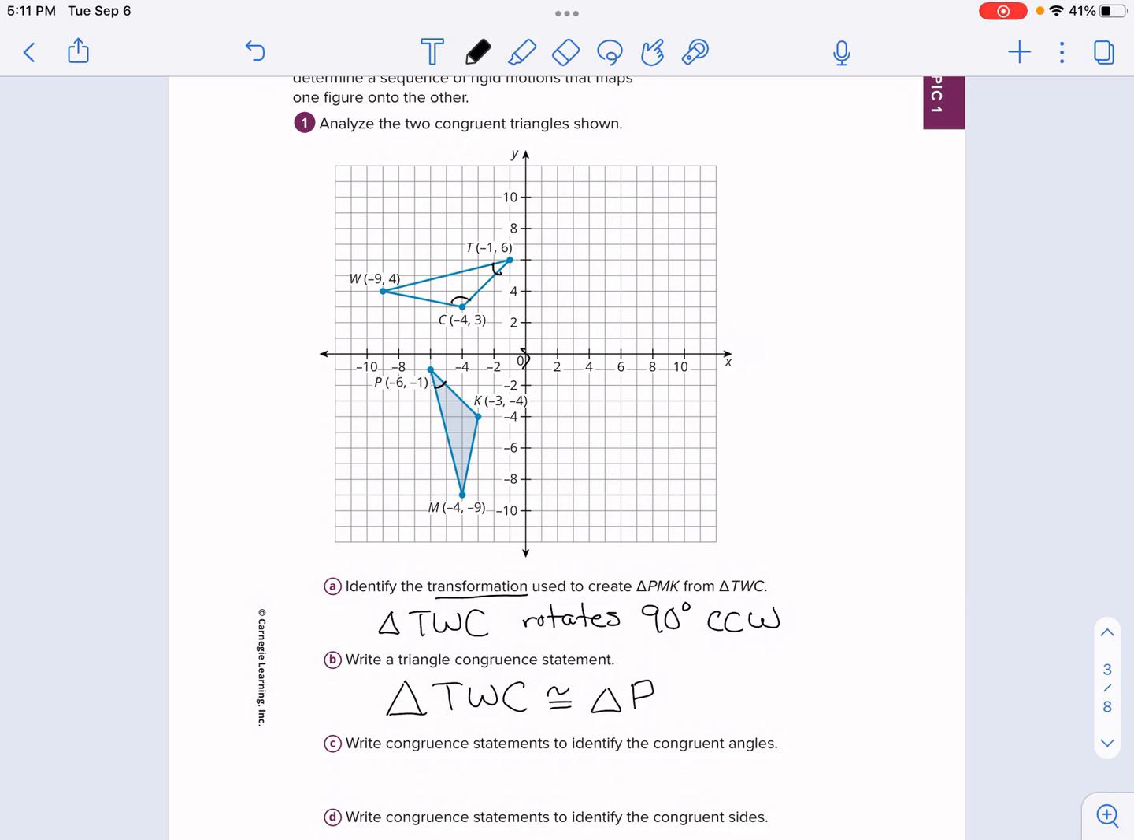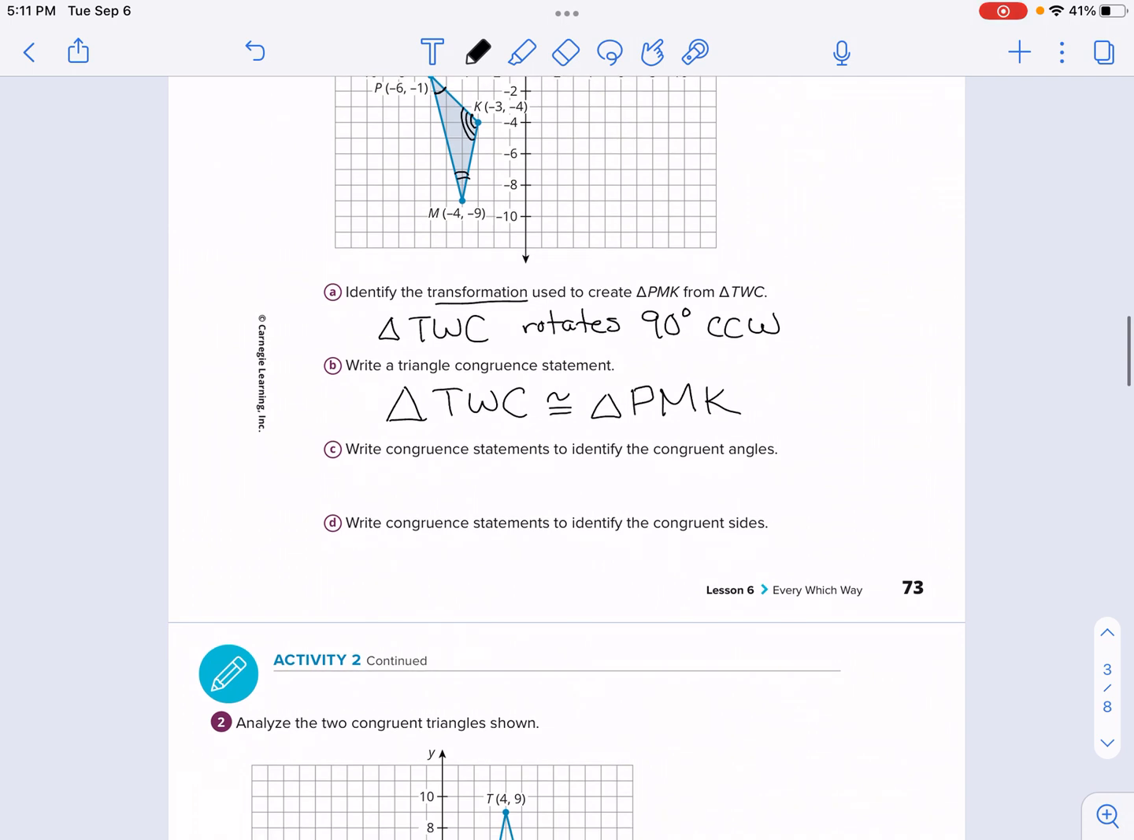So for the second one, I'll put two arcs. Okay, hold on. This one right here. Which angle corresponds with W? That looks like it's going to be M right there. So this is triangle PM. And the last one, C, I'll put three arcs here. That's going to correspond with this other one, which we said earlier. That is K. So the congruent statement for the triangle: triangle TWC is congruent to triangle PMK.